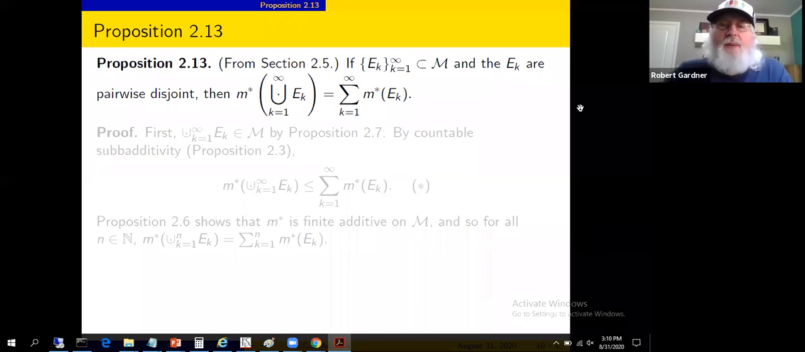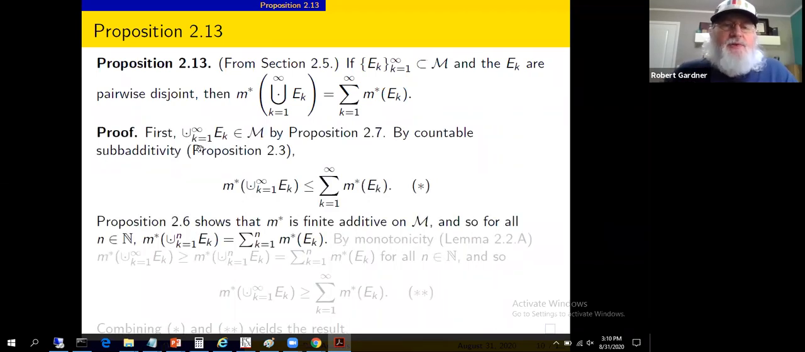So jumping ahead a couple of sections, but no loss in material. If I were to edit this book, or review this book, I'd say, put this result where it belongs, and it belongs 2 sections back where we are now. So take yourself a countable collection of sets E sub k, which are measurable. Then their union is measurable. We just showed that in proposition 2.7, the previous result we proved.